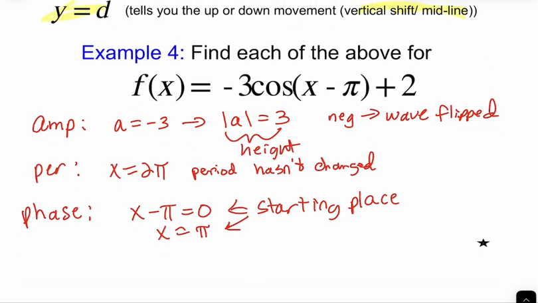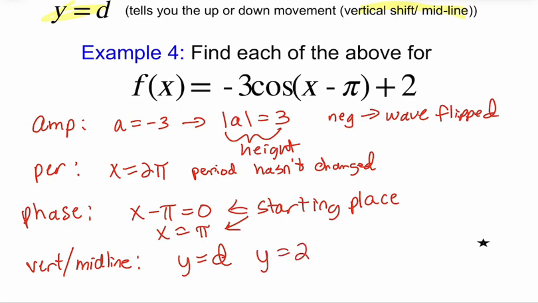And then finally, we have the vertical shift, or the midline. Now, the vertical shift or the midline is just this number here. Let's write y equals d. And that would be y equals 2. So it has shifted up 2.